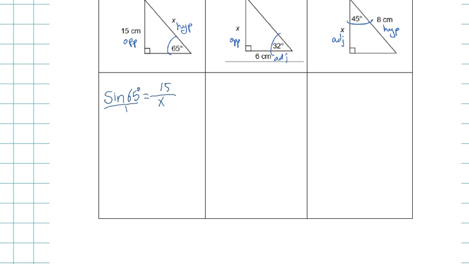x sine 65 equals 15. Am I done? Let's divide both sides by sine 65. I have to divide both sides by sine 65. So x equals 15 over sine 65.